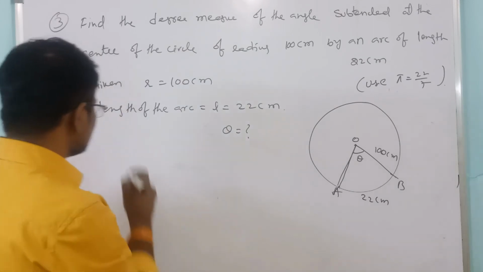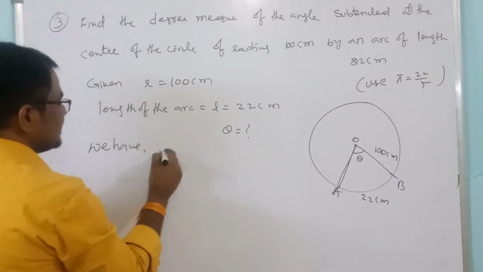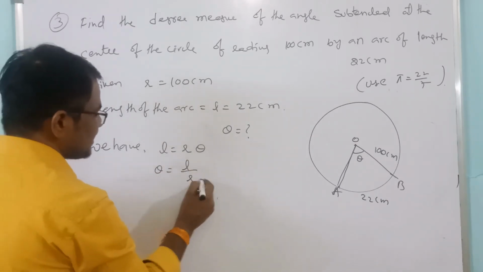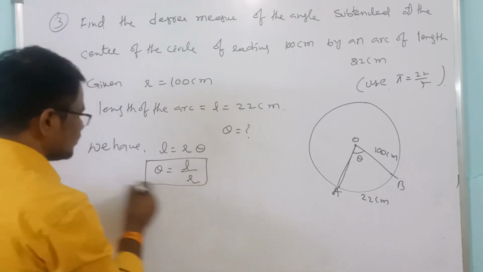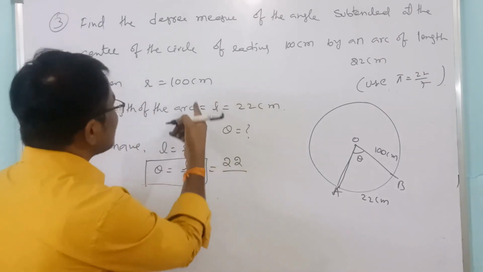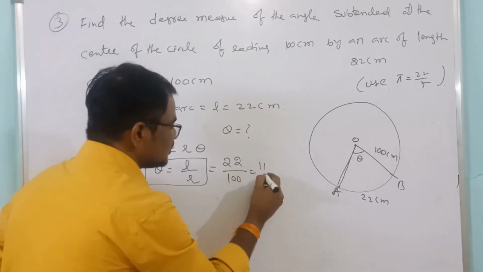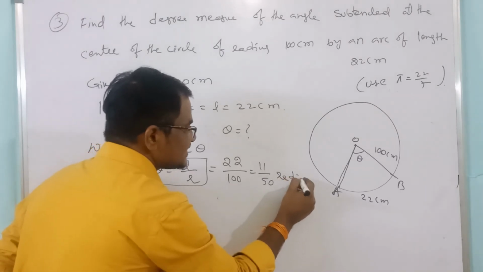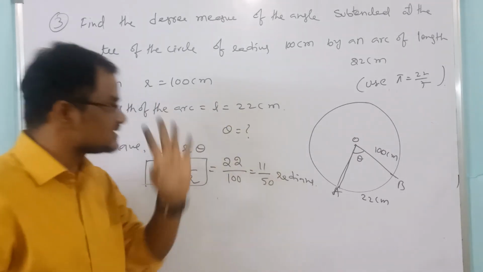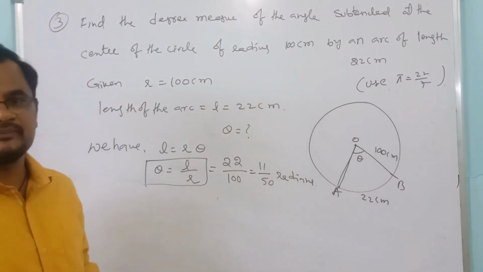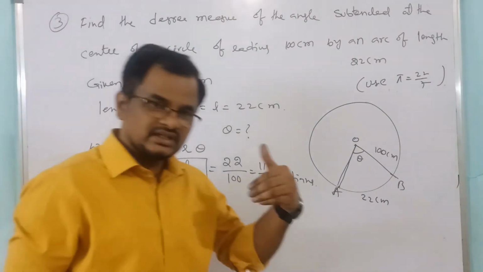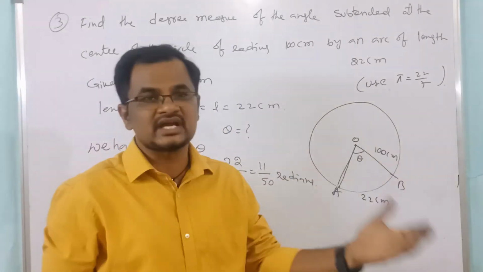Right? Now for that we have a formula. What is that? Length of the arc equal to r theta. L equal to r theta. Now theta equal to L by r. Right? So this theta equal to L by r, that is equal to L is 22 and r is 100, that is equal to 11 by 50 radians. Right? Here length and radius are there, so theta is definitely in radians. But what are they asking? Find the angle in degree measure. So in this video, first to second problems.